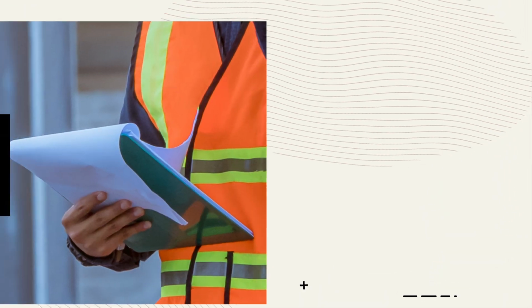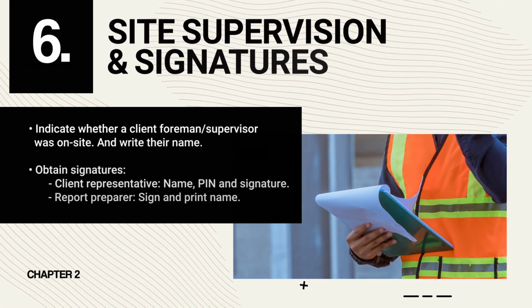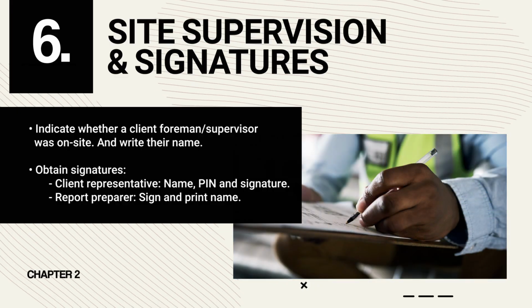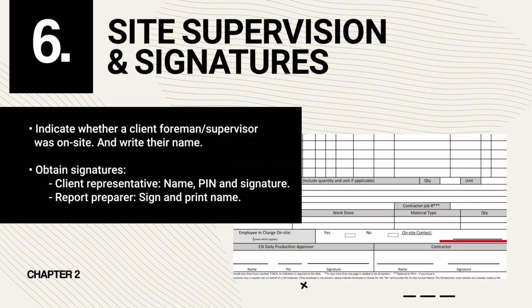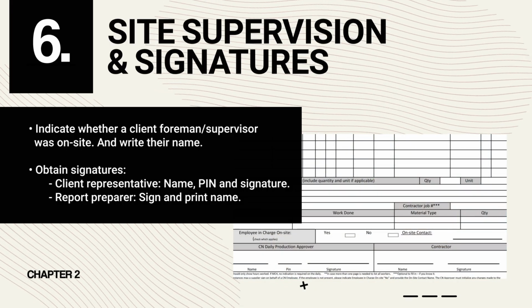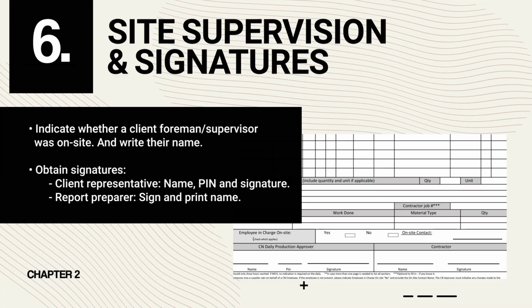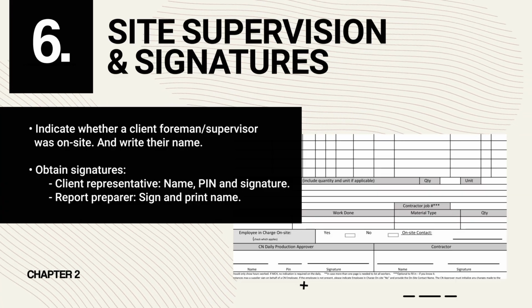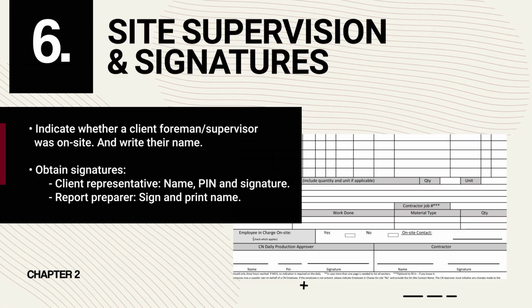6. Site supervision and signatures. Indicate whether a client foreman or supervisor was on site. Be sure to write their full name. Obtain signatures, client representative, name, PIN, and signature. Report preparer, sign and print name.